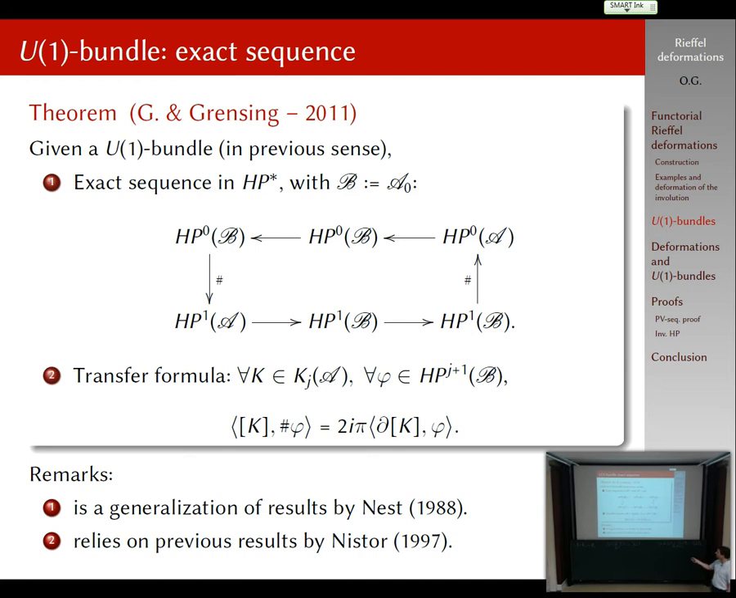So point 1 is actually a generalization of a result by Richard Nest. And point 2, this transfer formula, relies on a previous result by Victor Nistor. So well, we'll come back to see how the proof goes for this later on.